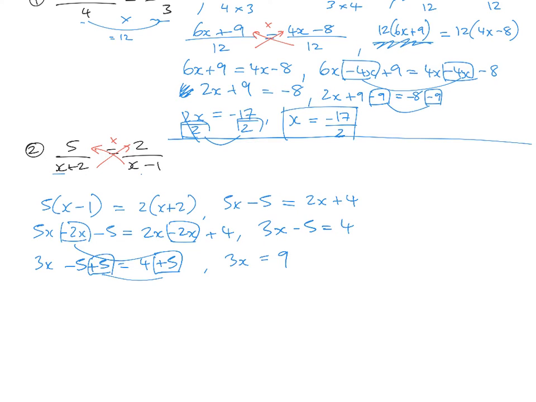What is 3 doing to x? It's multiplying. What's the opposite of multiplying by 3? Dividing by 3. What do I need to do to keep both sides in balance? Divide by 3 as well. 3 goes into 3 once, so you've got x left on the left-hand side, and 9 divided by 3 is 3. So x is equal to 3 is the solution for that.